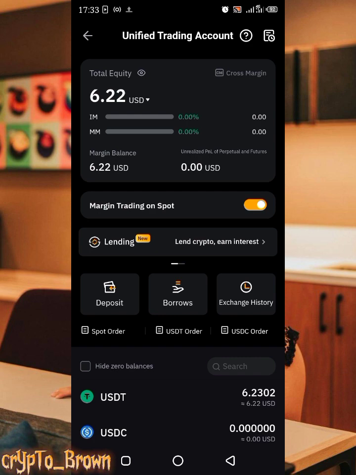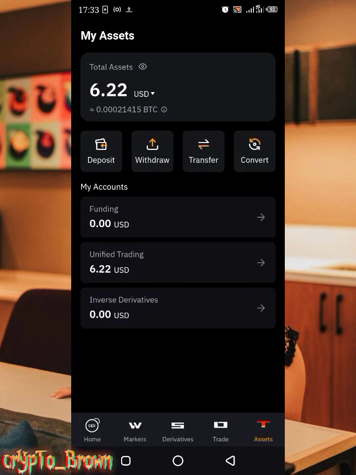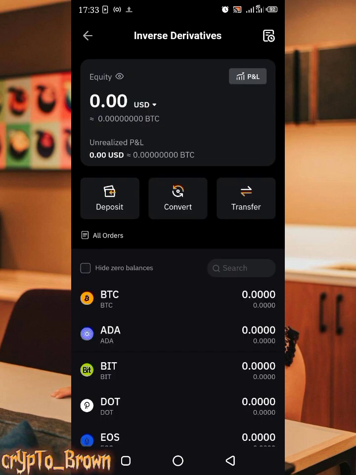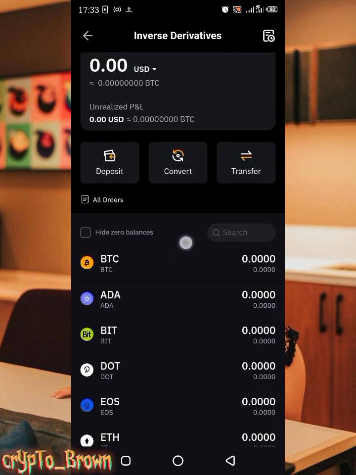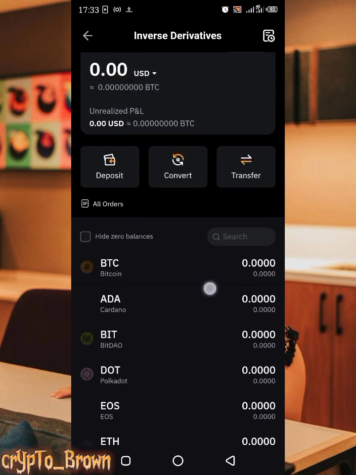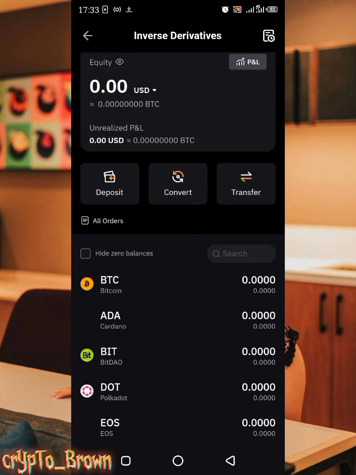For spot, margin, and USDT perpetual contract trading, that's what the unified trading account is. So you can choose to push your money from the funding into your unified or the inverse trading account. The inverse derivatives is more like option trading, or where your other crypto assets are located. So it's just another wallet, another area where you keep your money or your assets.